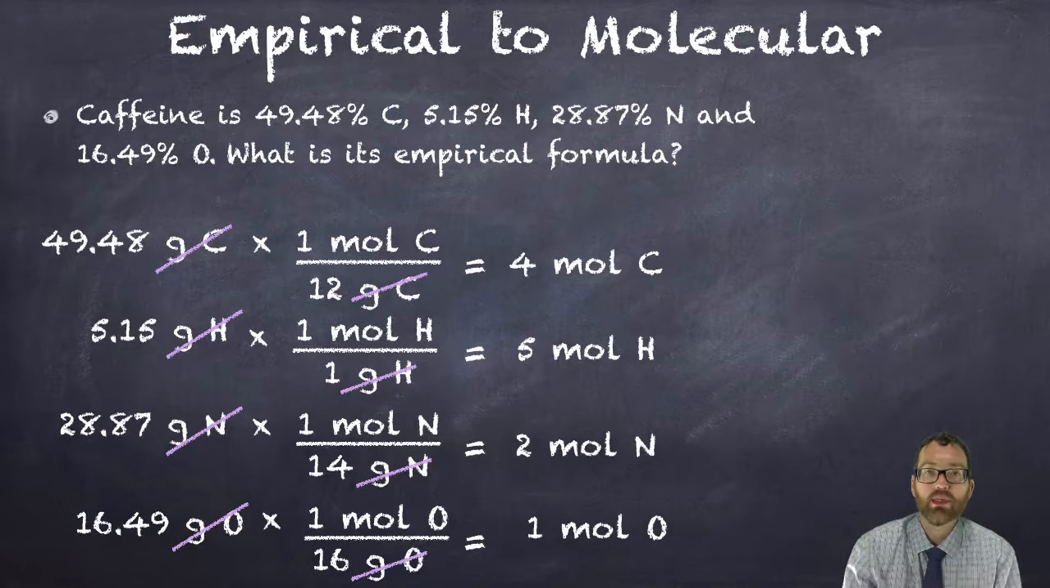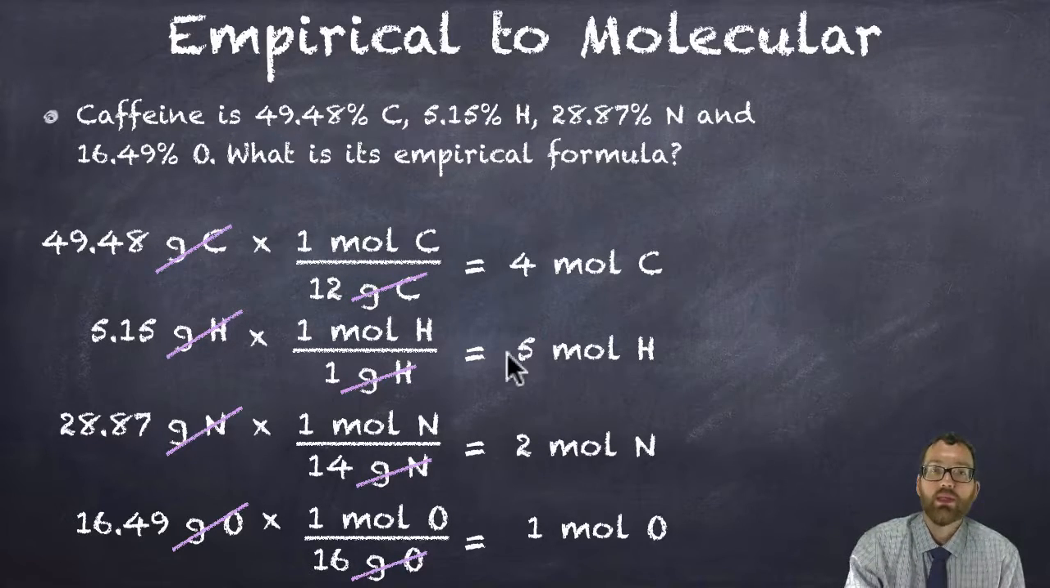Now you can round to get a nice whole number. Like if I divide 16.49 by 16, I know it's not going to be 1, but you can round, it's fine. So my last step is to divide each number by the lowest one to find the ratio. And this is going to be really easy because the lowest one is 1. So 4 divided by 1 is 4, 5 divided by 1 is 5, 2 divided by 1 is 2, and 1 divided by 1 is 1. So the empirical formula is kind of right here in front of us. C4H5N2O.